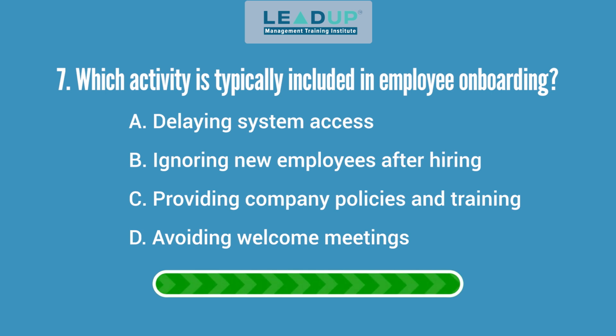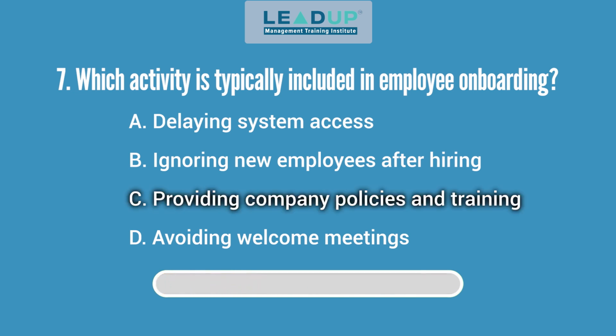Question 7. Which activity is typically included in employee onboarding? A. Delaying system access. B. Ignoring new employees after hiring. C. Providing company policies and training. And D. Avoiding welcome meetings. Answer: providing company policies and training.